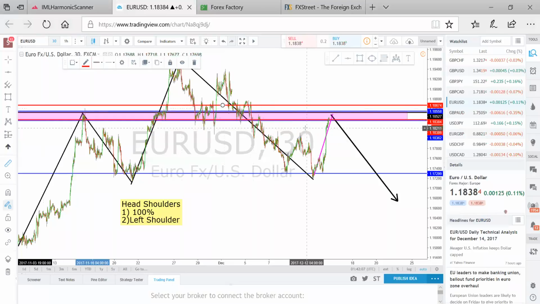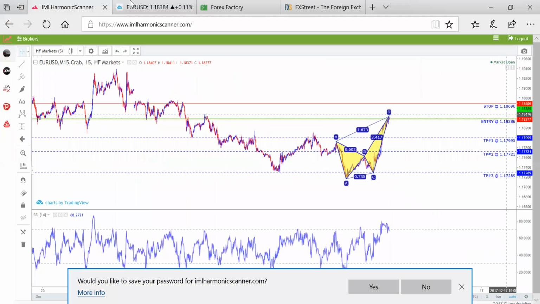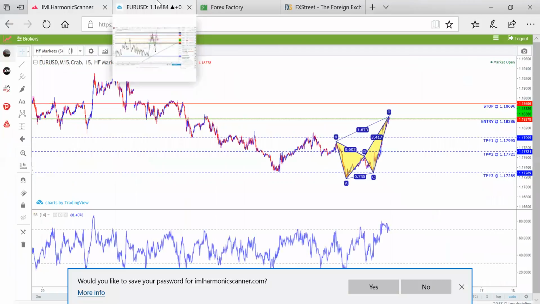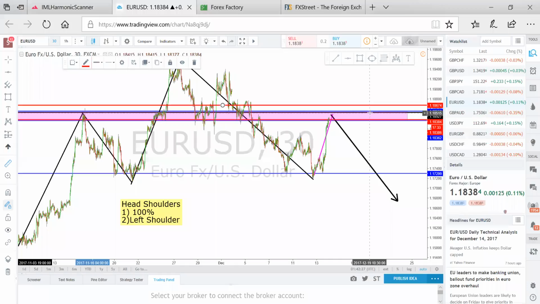Perfect. So now I'm measuring the distance between this and this. This looks like 31 pips, which is fine. If I come to the harmonic scanner, they are actually predicting 18696 as the stop loss. And I have here 18674. It's very close. It's almost like we just did the entry price here. We put our entry price at 1.18527 and a stop loss at 1.18674, which is not far off from this harmonic scan.